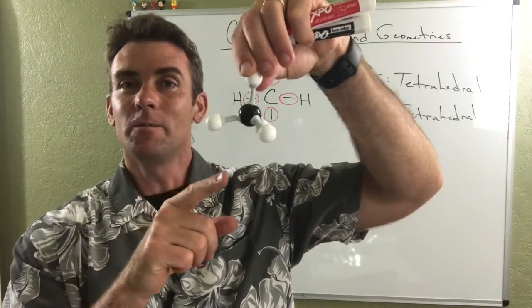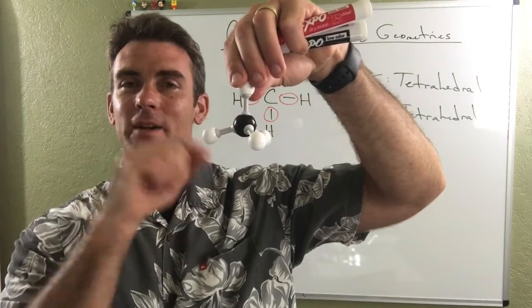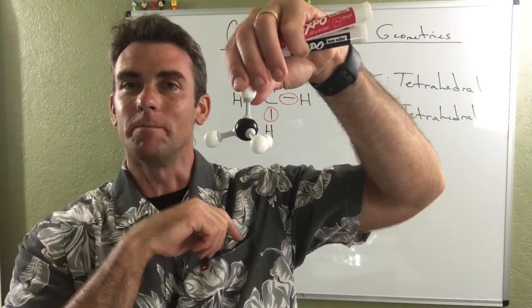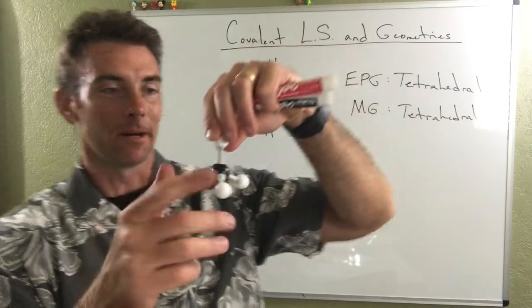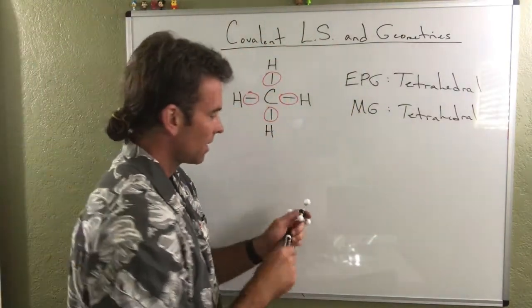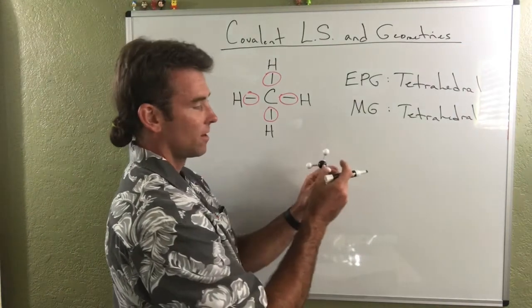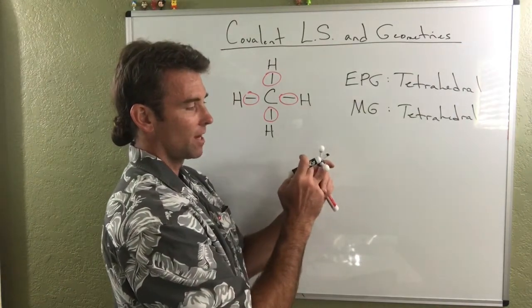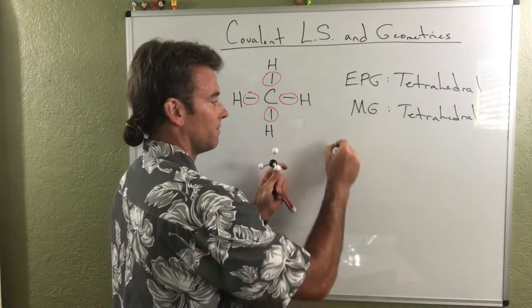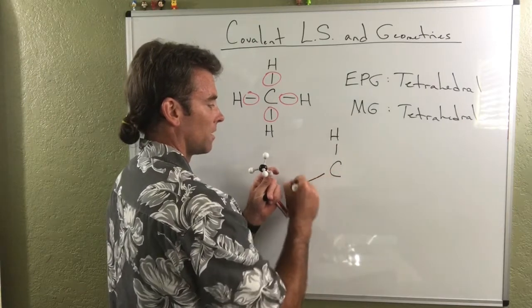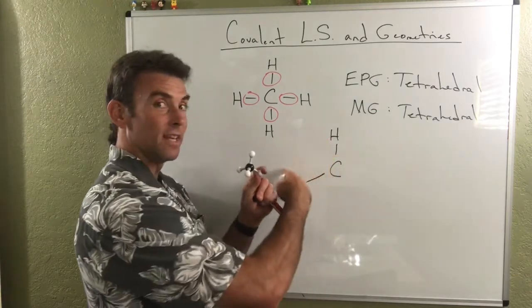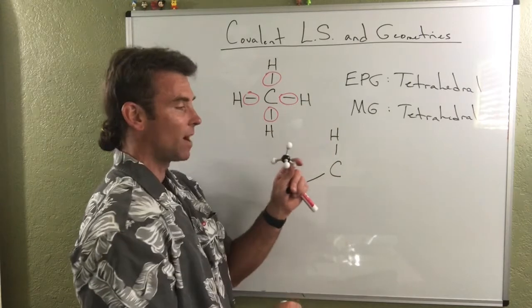And what we're going to do is keep this hydrogen, carbon, hydrogen in the plane of the board. So watch what happens here. So what we do is we keep that hydrogen, carbon, hydrogen in the plane of the board. And there you can see that 109.5 degree bond angle.